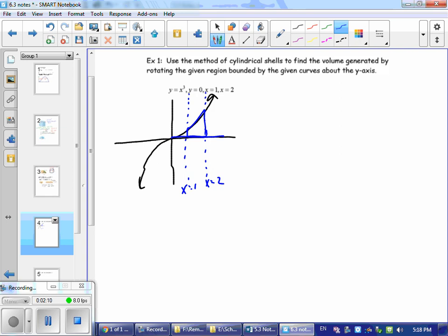Now, to be completely honest with you, this would not be a difficult one to do using even the washer and disk method. You'd have to do 2 different integrals because the radii are going to change. The radii change when you're using this function, and then all of a sudden down here it's that vertical line. So you would have to do 2 separate integrals, but it could be done. In this case, it's actually going to be quite easy. So we are going to revolve it around the y-axis.